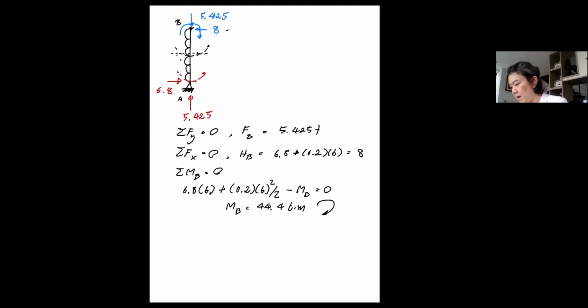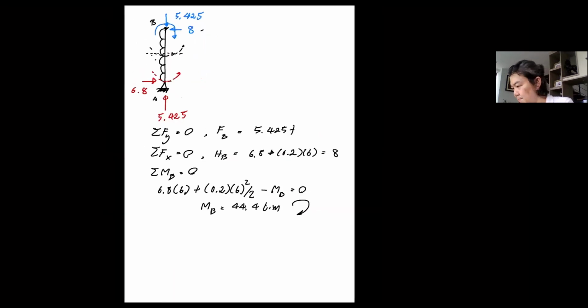So true to my words, I'm just going to skip to the next page because I'm going to leave the space on the right side of the column to draw my diagrams. Okay, so I'm just going to skip to the next page and try to complete the free body diagram of member BC.